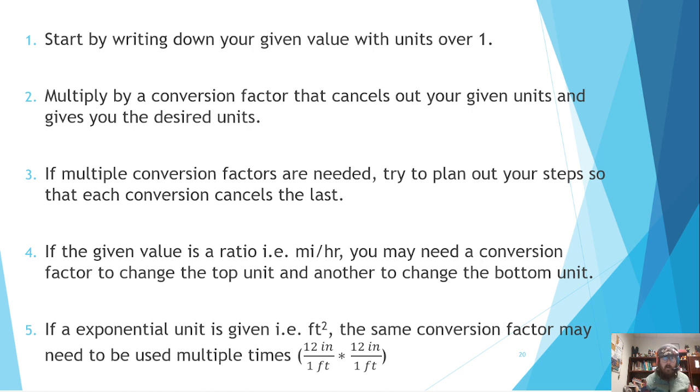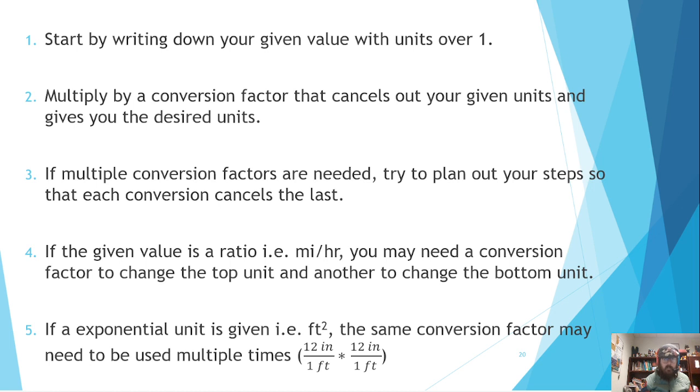Now, if your given value is a ratio, such as miles per hour, you may have to convert both the top and the bottom unit. But you can do it separately. If I'm going from miles per hour to meters per second, for example, I might do all my conversions for miles to meters first. Then I might do all my conversions from hours to seconds. But I don't have to do it all in one conversion factor. I break it down to as many factors as I need to.